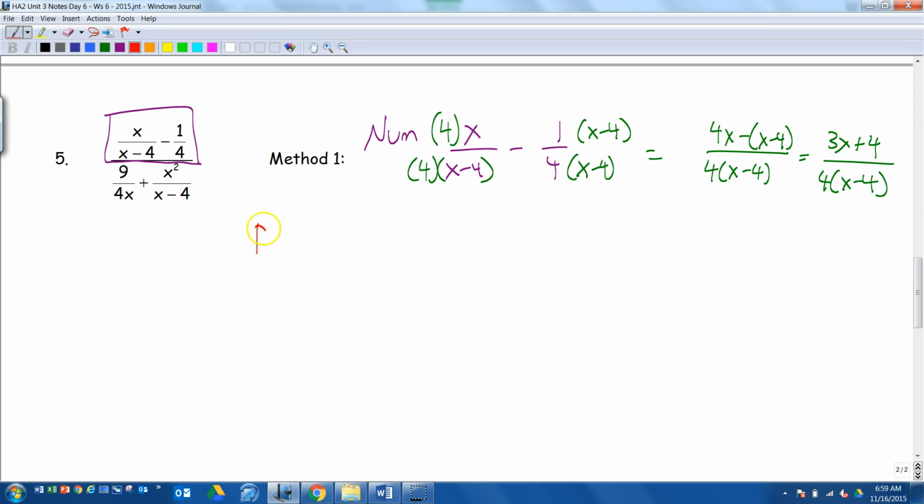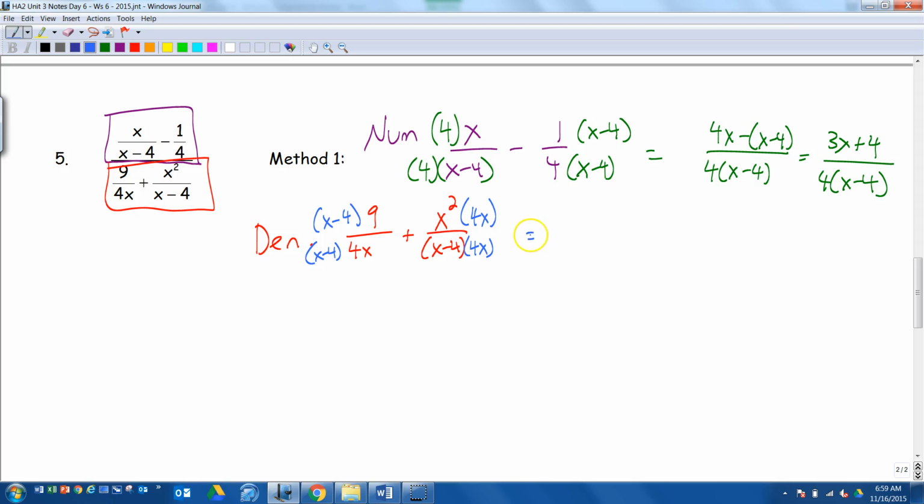The denominator is a 9 over 4x plus x squared over x minus 4. So this one needs an x minus 4, and this one needs a 4x. So we get 9x minus 36 plus 4x cubed all over 4x times x minus 4. And we really can't simplify that. I'm just going to rewrite it so it's in correct order.